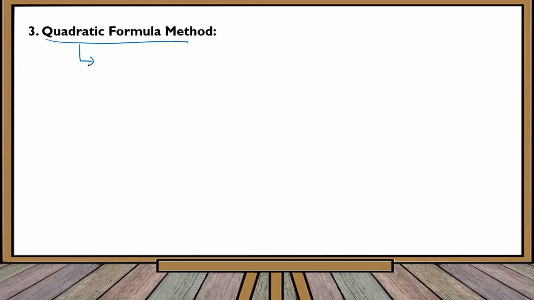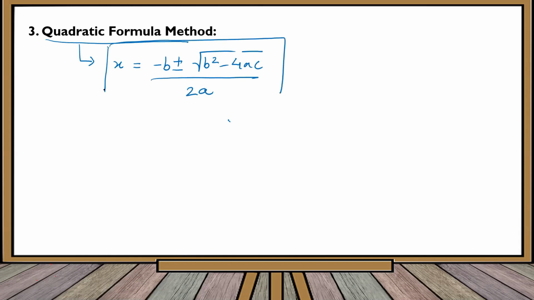Now what is the formula? I'll tell you. x is the root, so x is equal to minus b plus minus under root b square minus 4ac, the whole upon 2a. This is your quadratic formula. How this formula is derived, I'll share the link of my video in the comments below. Because there's a big derivation behind this formula, students who are interested to know how the formula is derived can refer to that.